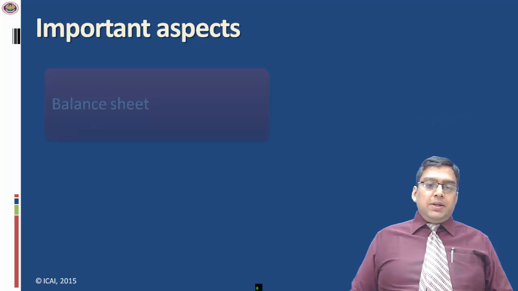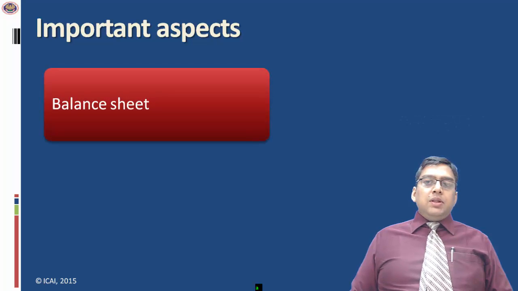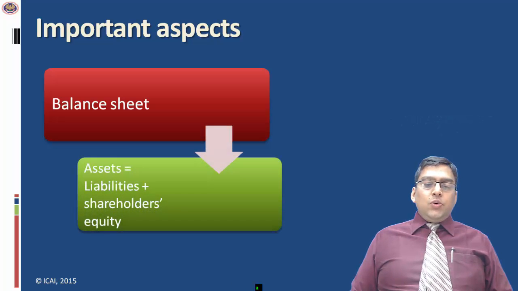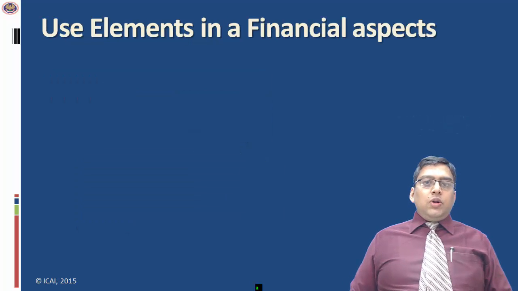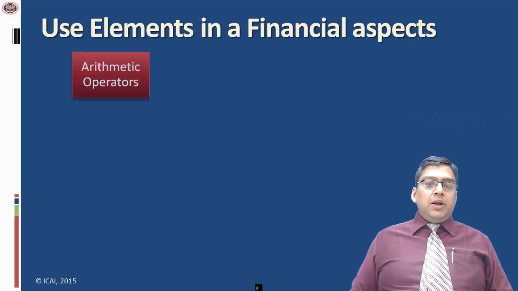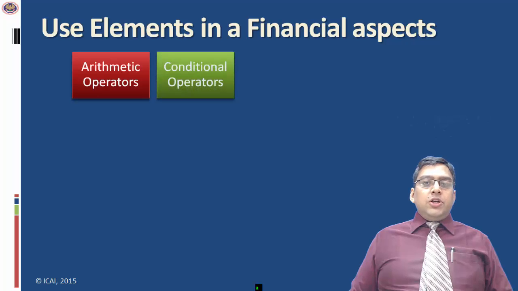First one is balance sheet. Balance sheet means asset and liability. That means asset equals liability plus shareholder equity. For calculating the various concepts in a balance sheet, we use various elements. First, arithmetic operations like addition, subtraction, multiplication, division, etc. Second one is conditional operators like greater than, less than, greater than equal to, less than equal to, etc.